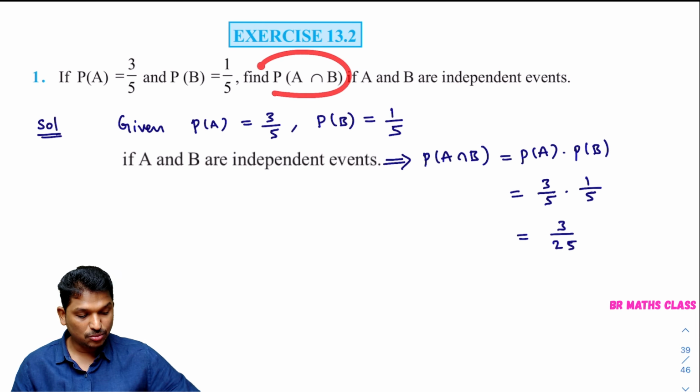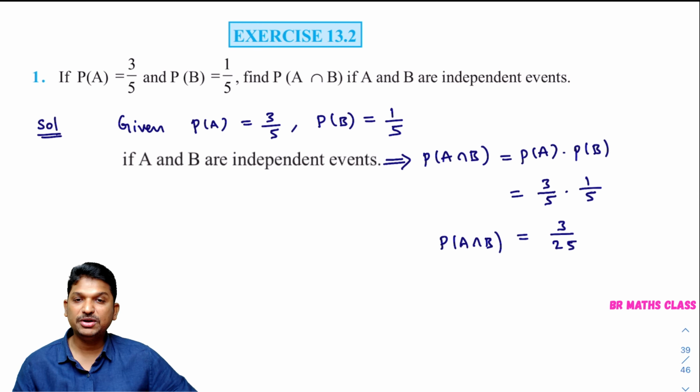What are they asking? The probability of A intersection B. The probability of A intersection B is 3 divided by 25. That's it. This is a very easy problem. I hope you understand this. Now we'll move to the second question.